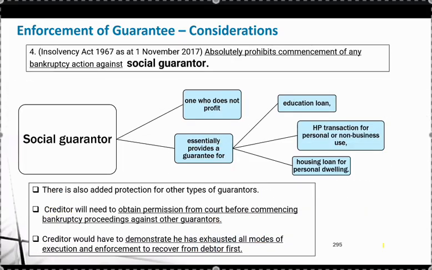Now, remember I said earlier, who is prohibited to be made bankrupt? Social guarantor. A social guarantor is one that doesn't profit, essentially providing a guarantee for an education loan, an HP transaction for personal non-business use, and a housing loan for a personal dwelling.